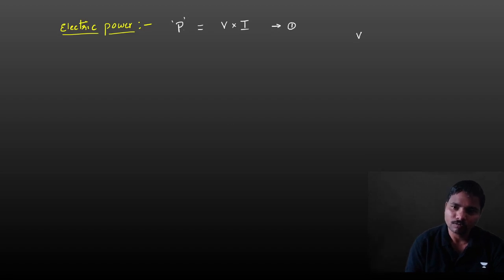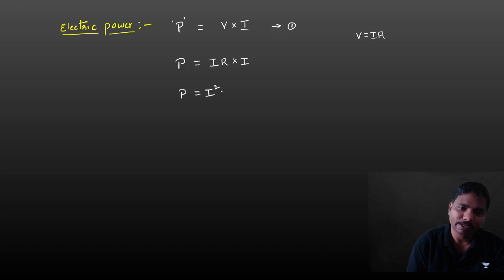And we know voltage is equal to current into resistance as per Ohm's law. Substitute that in equation 1. Then power is equal to, in the place of voltage, I into R, into I. So you will get power is equal to I square into R. This is the second formula of the power.